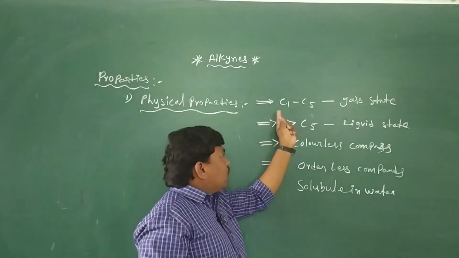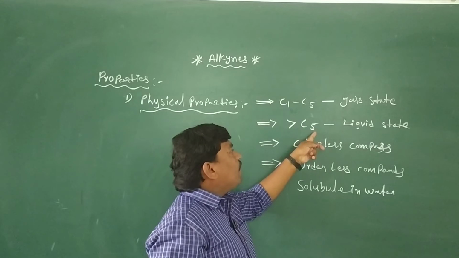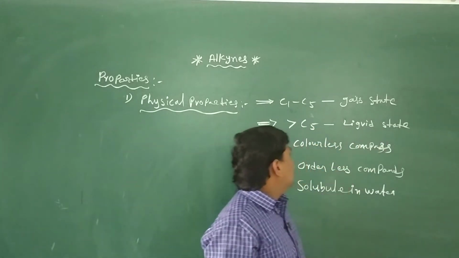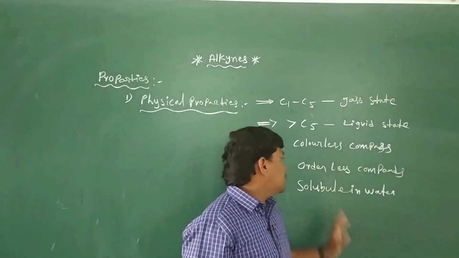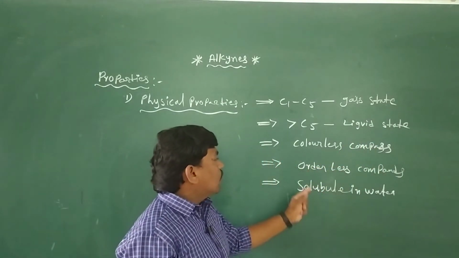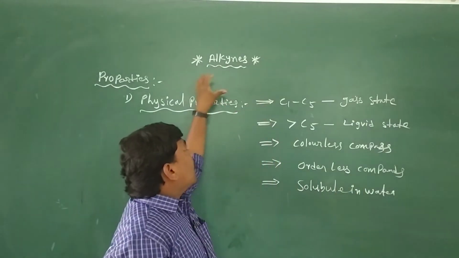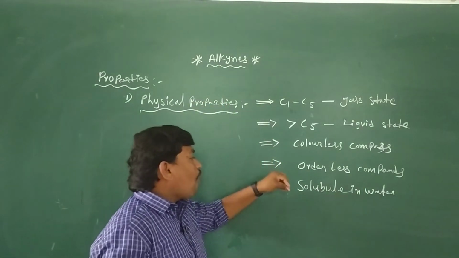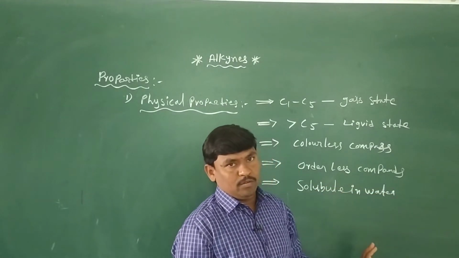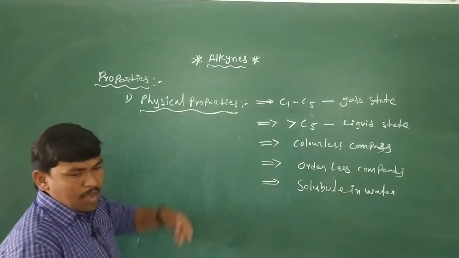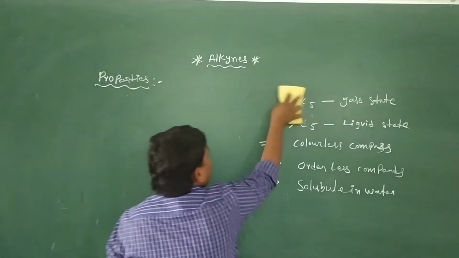First, C1 to C5 alkynes are in the gaseous state, and those above C5 are liquid. Alkynes are totally colorless and totally odorless compounds, and they are soluble in water. So these are the physical properties. And now the second, chemical properties.